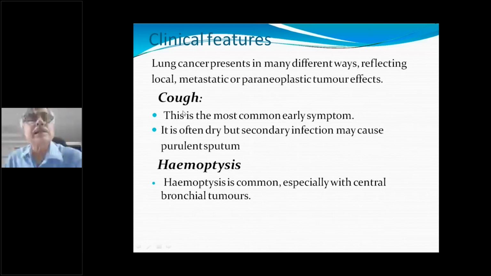Then, what are the symptoms? The symptoms may be because of metastasis or local. The important symptom is cough, the most common early symptom. It is usually dry initially, but later on it may cause purulent sputum. Because of the various presentations in the lung, the cough also may vary. In some cases, the patient may develop a bovine cough. Pavan Kalyan, what is bovine cough? Bovine cough.